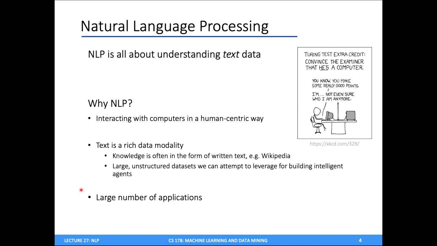There's also a large number of downstream applications of NLP beyond this very wide-eyed and naive goal of building general intelligent agents. There's an XKCD comic here, if you know what the Turing test is. It's a test for trying to detect whether or not some artificial intelligent agent is truly intelligent. The Turing test essentially says, if a computer can convince you that it's a human just by interacting with it, then it's essentially intelligent for all intents and purposes. And this XKCD comic flips it on its head and says, if you're really good at being an intelligent agent, you can convince the examiner that he's the computer. So, cute comic.